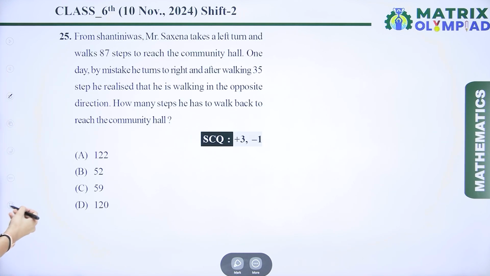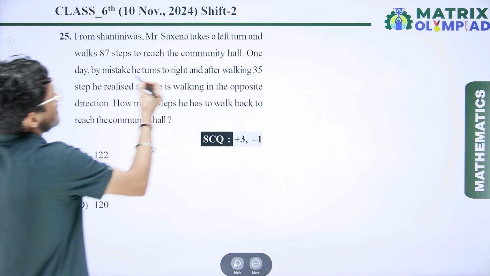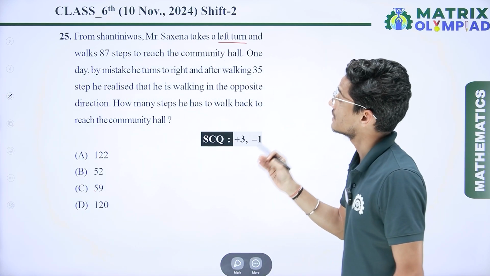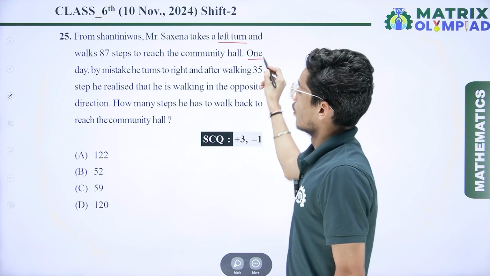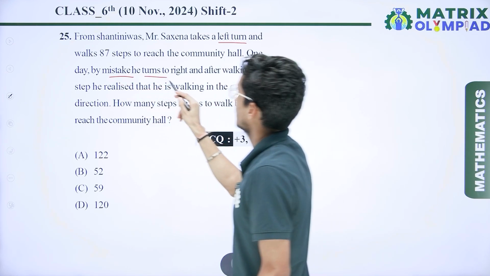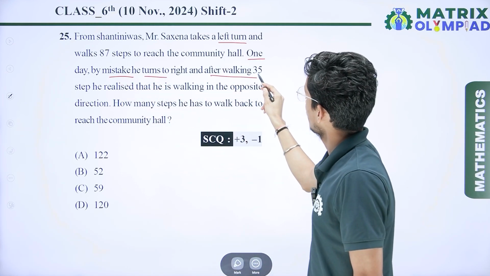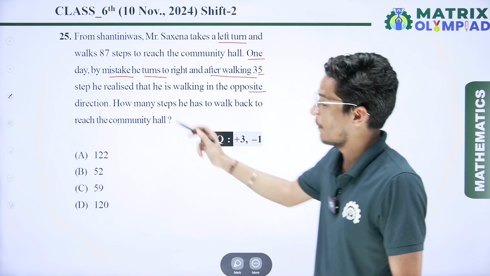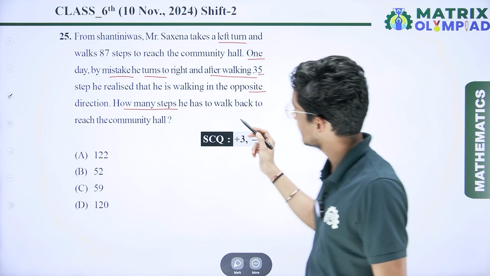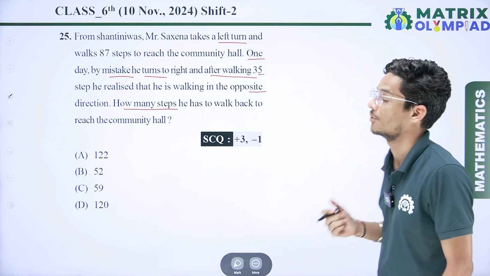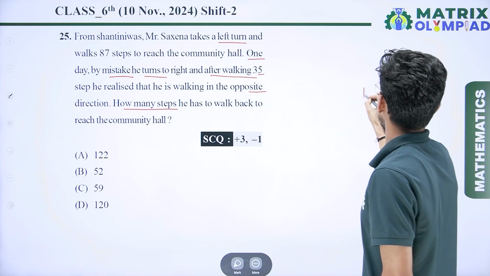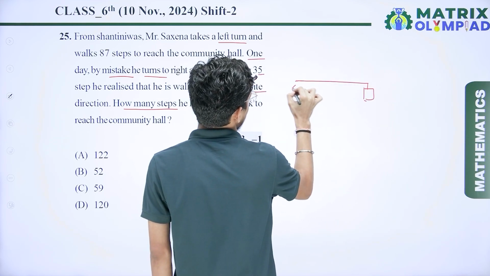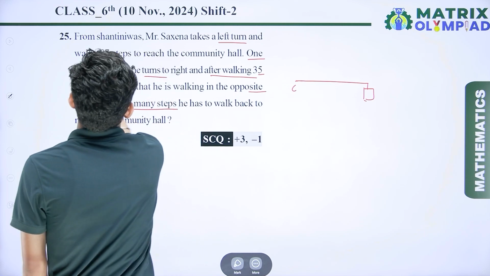So now if I talk about next question, that is from Shanti Nivas, Mr. Saxena takes a left turn and walks 87 steps to reach the community hall. One day by mistake he turned to the right and after walking 35 steps he realized that he is walking in the opposite direction. So how many steps does he have to walk back to reach the community hall? So suppose that this is Mr. Saxena's house and first he takes a turn, this is the community hall and he walks 87 steps.